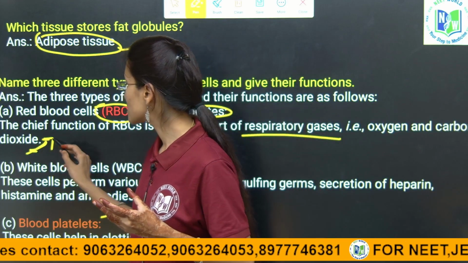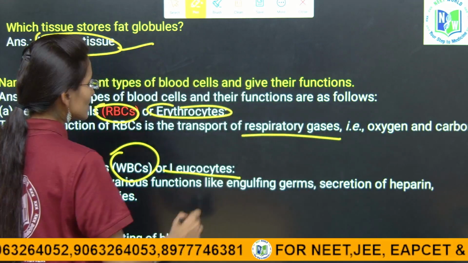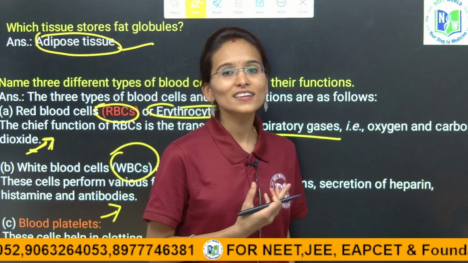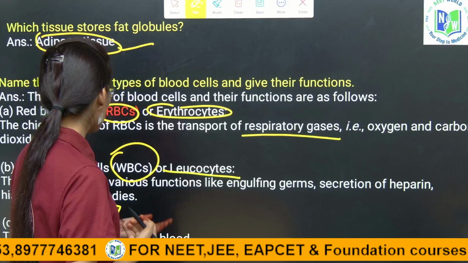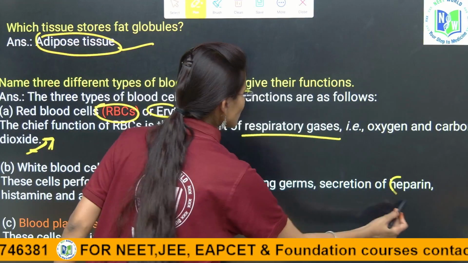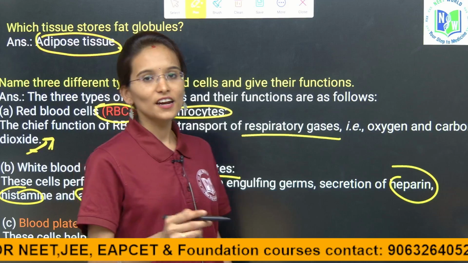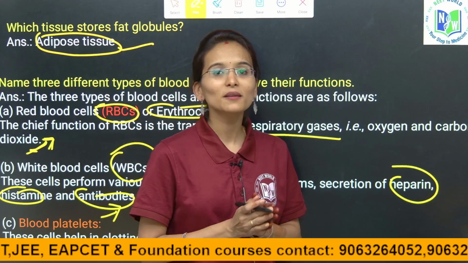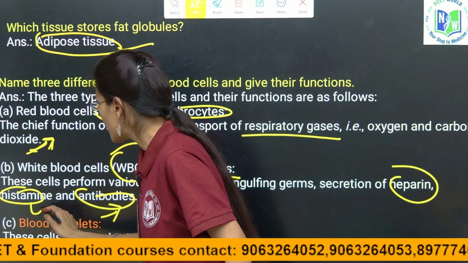Hemoglobin is going to transport the oxygen, whereas coming towards the WBCs, these are also called leukocytes. They act like a defense mechanism, and they contain different things like heparin, histamine, and antibodies. Heparin is an anticoagulant which helps in blood clot formation.